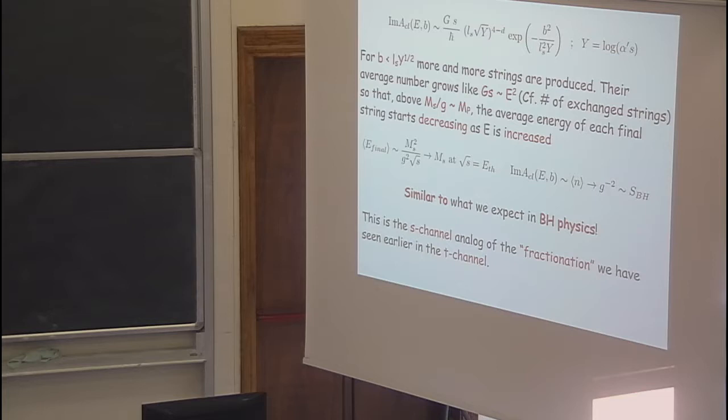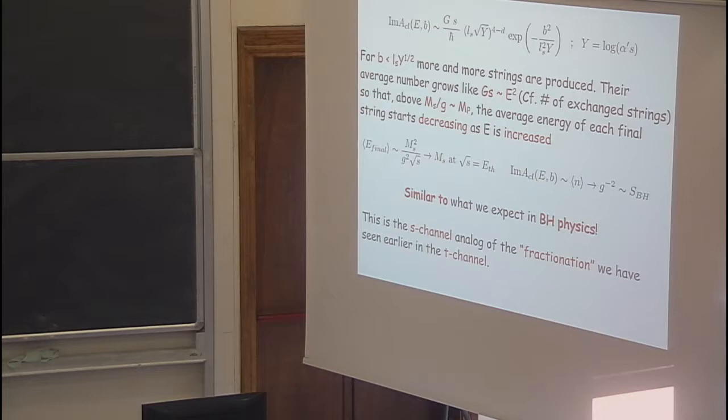The imaginary part is given by this formula. Now you see it's highly suppressed at large impact parameters simply because the imaginary part doesn't have the Coulomb singularity. So when you go to the Fourier transform, it falls down exponentially. But if you go now to b smaller than the string length times a log, then more and more strings are produced, and the average number of strings which you produce grows with the square of the center of mass energy. That means that the average energy per string starts to decrease as the incoming energy is increased.